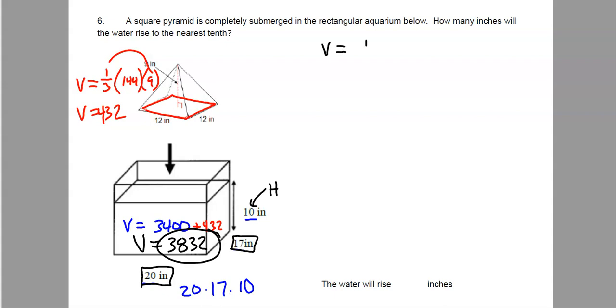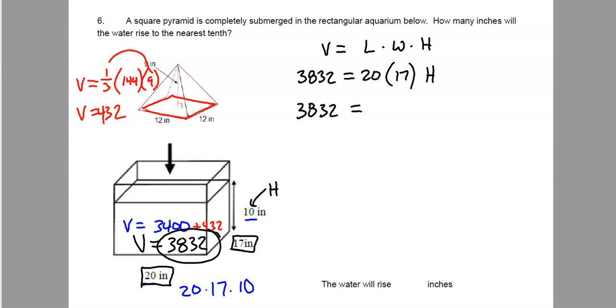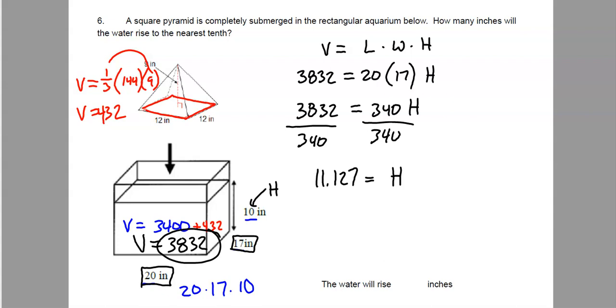So we know that volume is length times width times height. We now know how much volume is going to be in there, 3832. The length is 20. The width is 17. The height, we don't know. So I crank this out. 3832 equals 340 H. And divide both sides by 340. And when I put that in the calculator, I got 11.27.